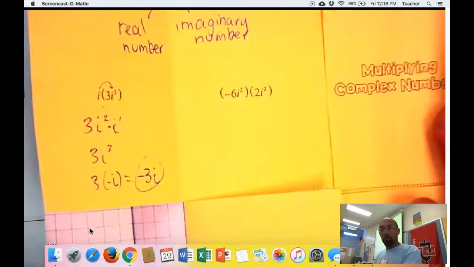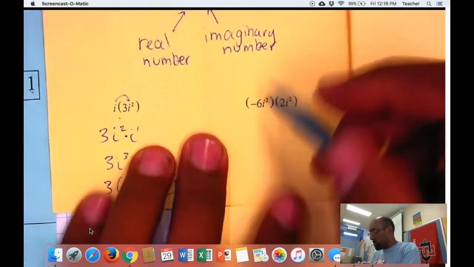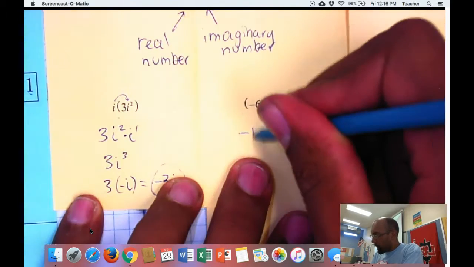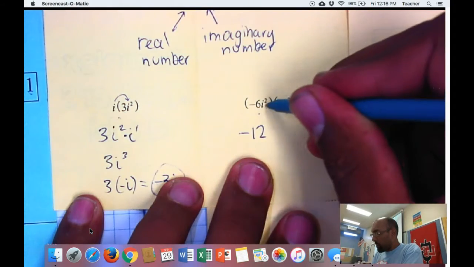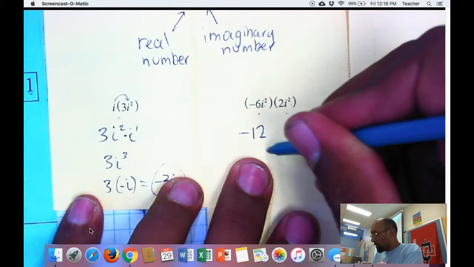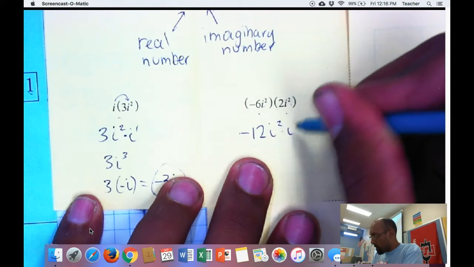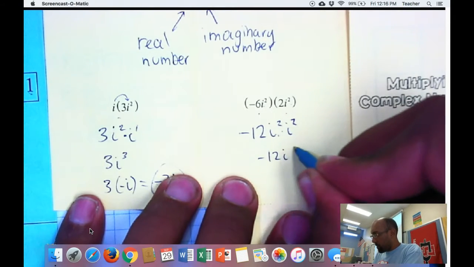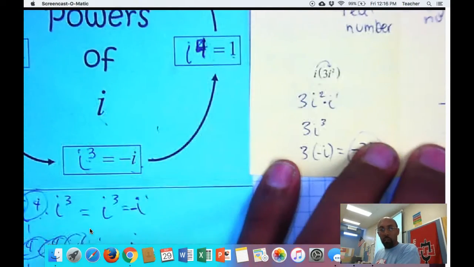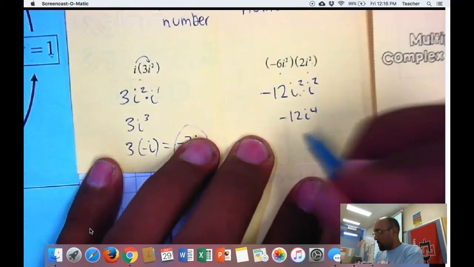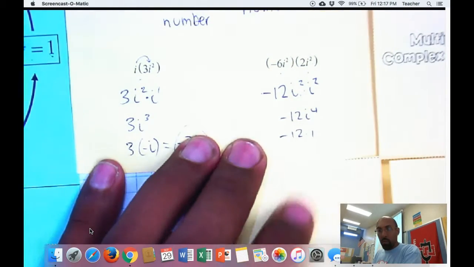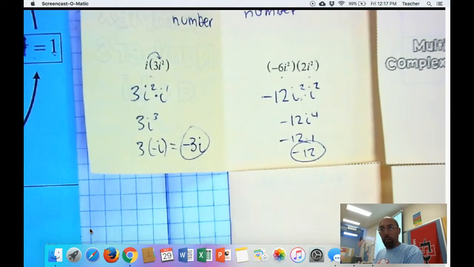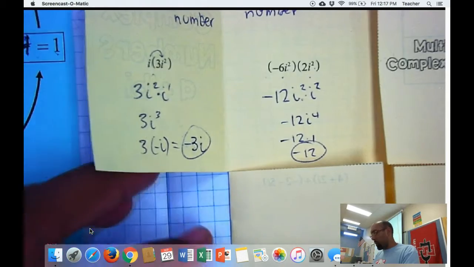All right, so going back here. Now we're just going to multiply the coefficients first. So -6 times 2 is -12. And then we've got i squared times i squared. Well, that becomes i to the 4th. And remember that i to the 4th is 1. So this is now -12 times 1, which is -12. Okay? So that's multiplying.